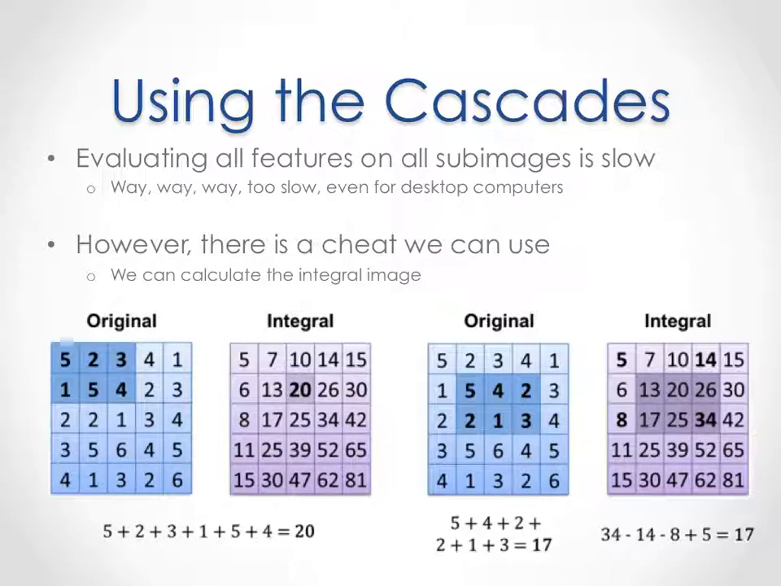So as long as we can make the integral image fast enough, which is not too hard because all it's doing is a cumulative sum across the x and y directions, as long as we can get that running fast enough, we can do this kind of operation very, very quickly.